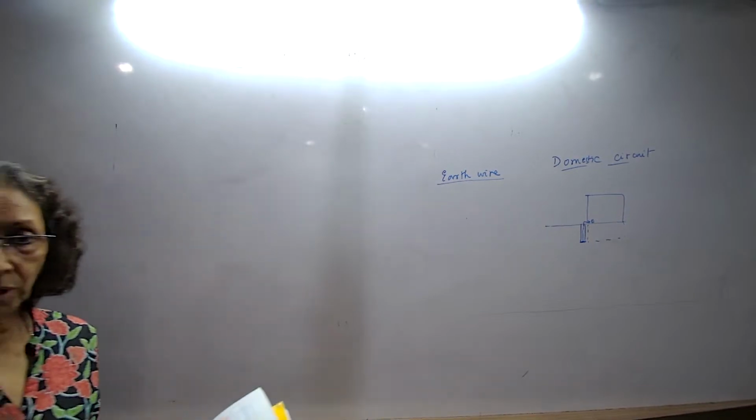How is earth different from the other wires? It is only made up of copper. Even the other ones are also made up of copper, but there is no electricity flowing in the earth wire. If there is a leakage of current, then it will go into the earth. No, nothing else. Domestic electric circuit.